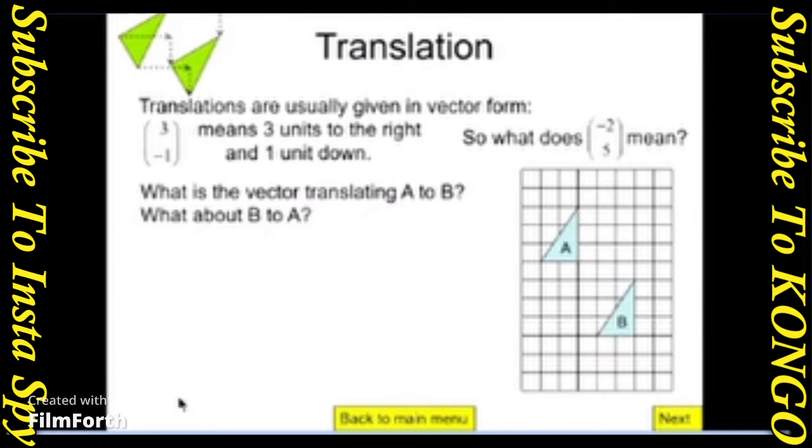So let's look at this. If we're looking at the first one, it will be positive 3, and it will do what? Minus 4. Okay, this is what the question says. What is the vector translating A to B?